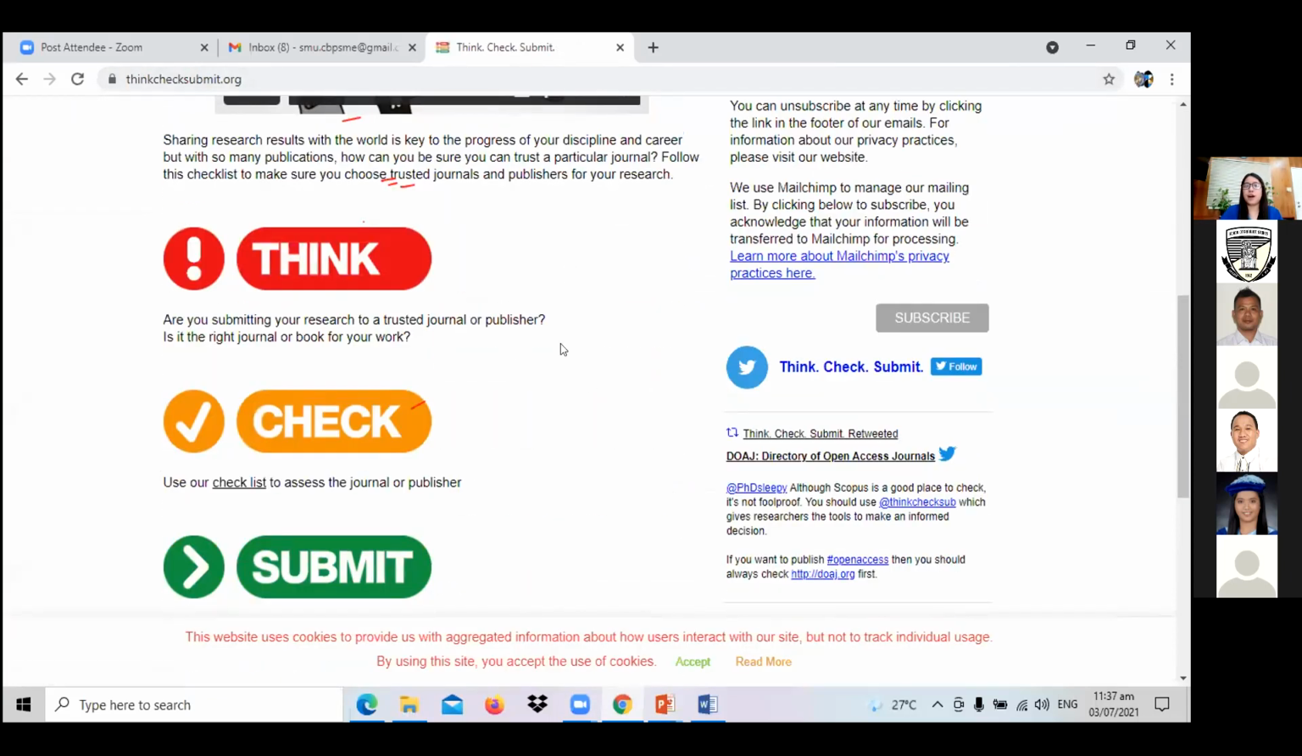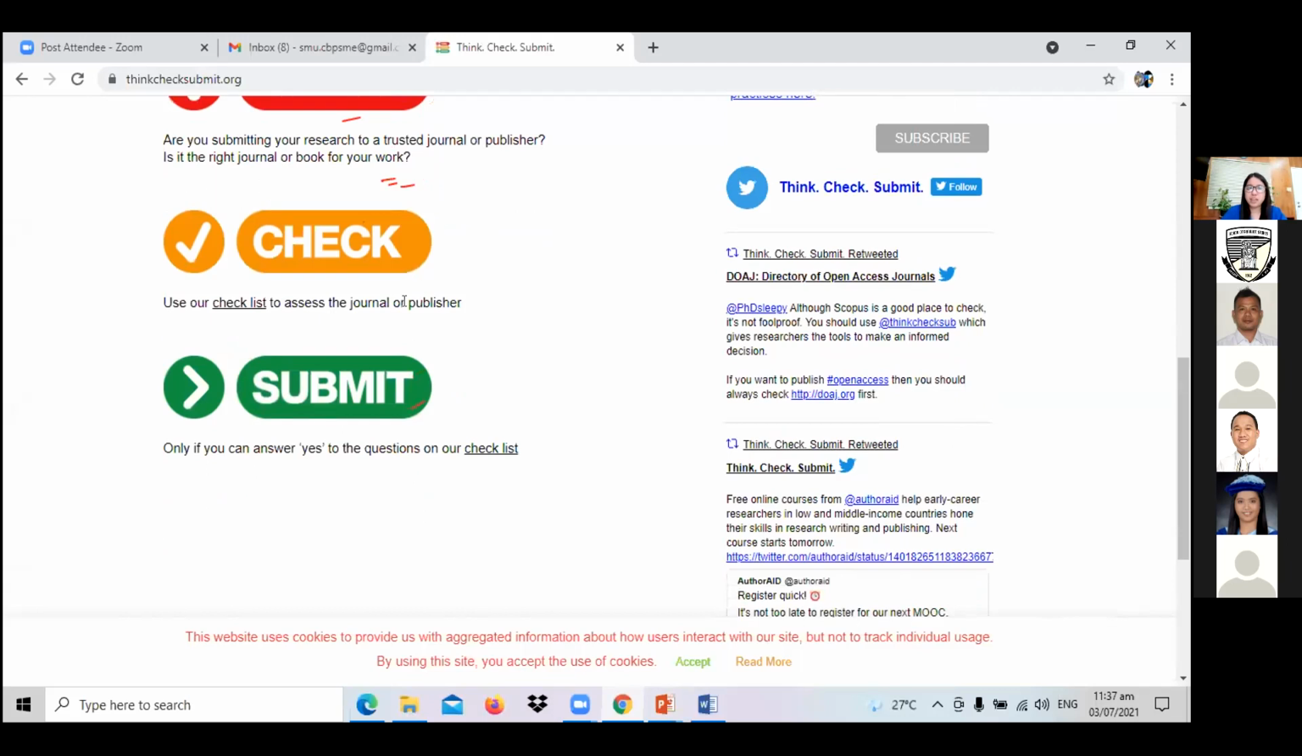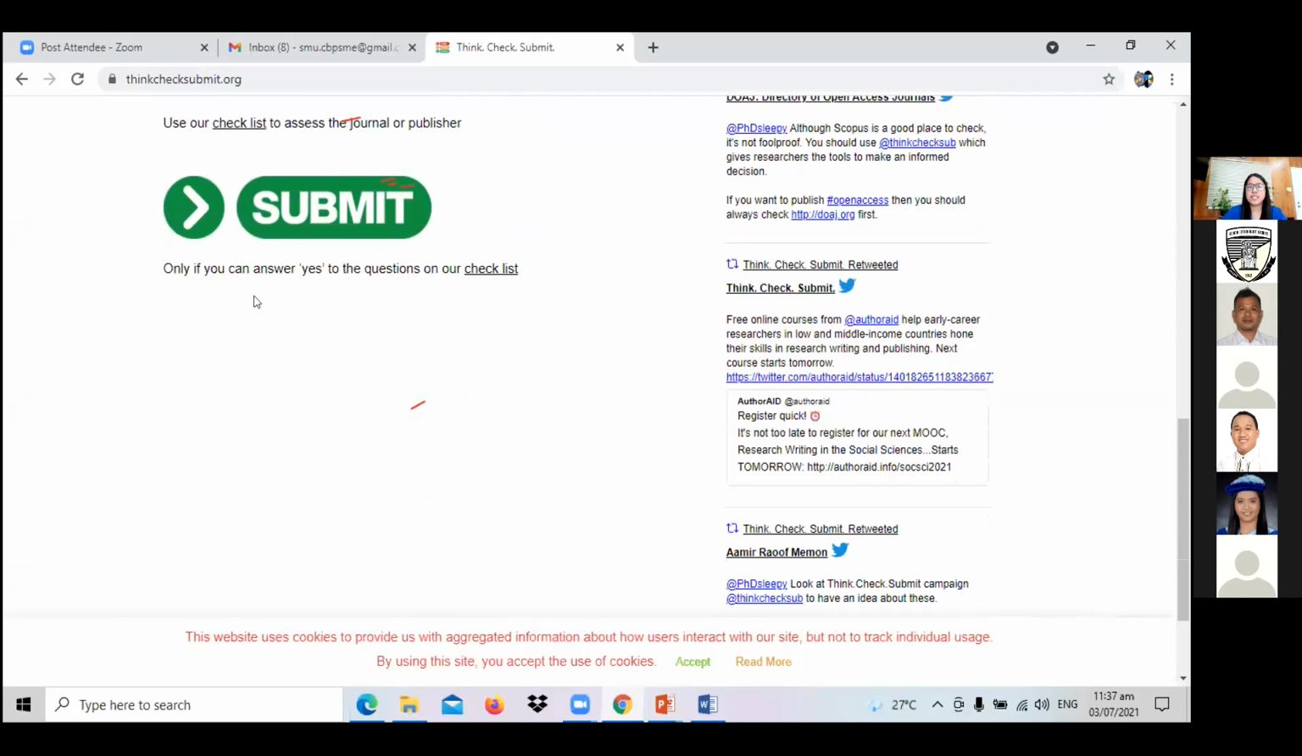So think, are you submitting your research to a trusted journal or publisher? So the word here is trusted. What I use is reputable. Some use refereed, which of course sometimes means the same thing. So check, use our checklist to assess the journal, and submit only if you can answer yes to the questions on our checklist. And what is this checklist?